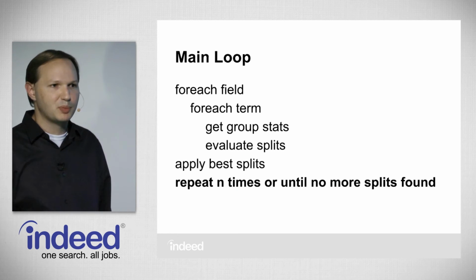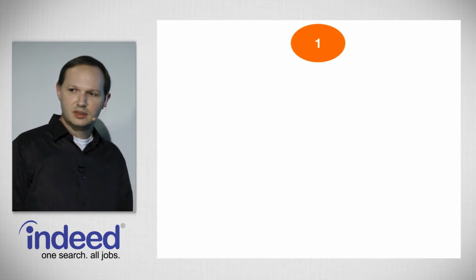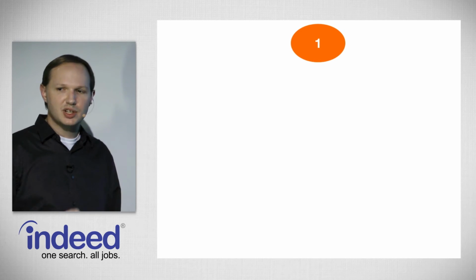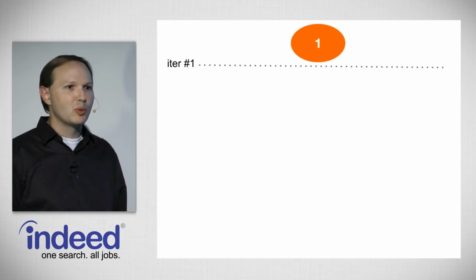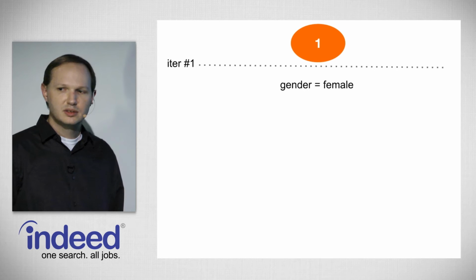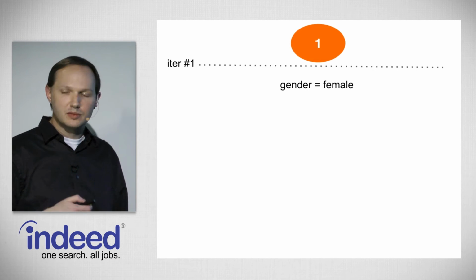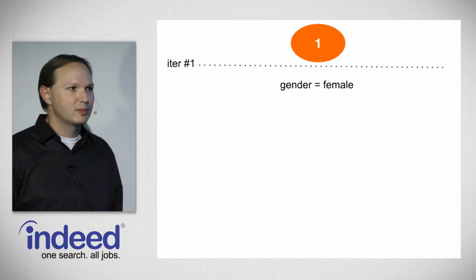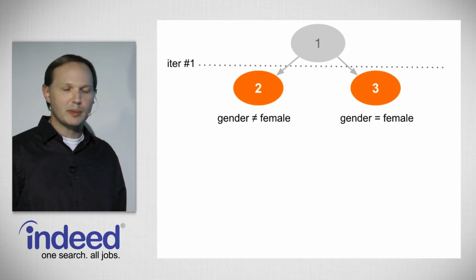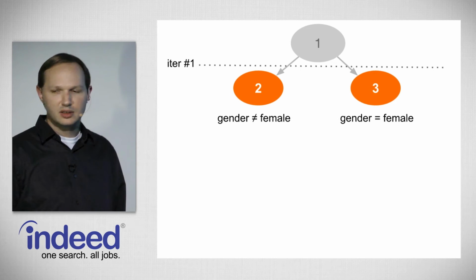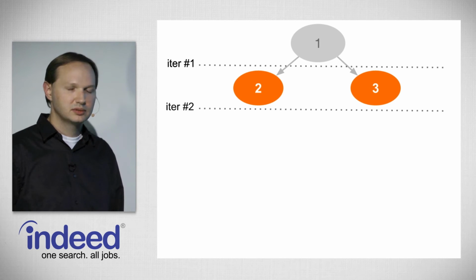And we just repeat this process. So after the first iteration, we iterated over all the possible ways we could split up group 1, and discovered that gender being female is the best way of breaking that up. We applied that split, and now we're left with group 2 and group 3. And now we're going to go into iteration 2.